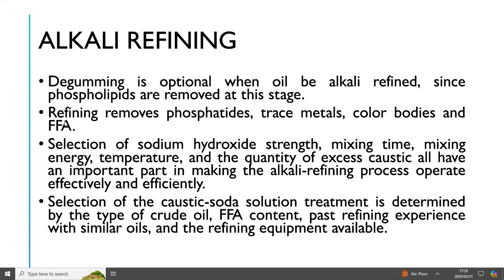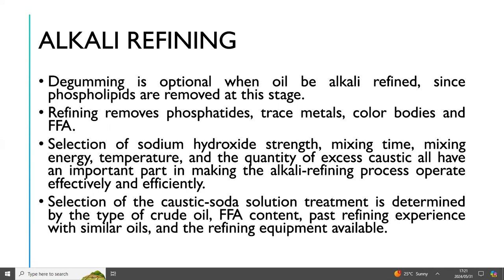So what happens? The free fatty acid component of your oil will be neutralized with your alkali or sodium hydroxide, forming soap and also water. That soap and the water need to be separated from your neutralized oil. So selection of sodium hydroxide strength, mixing time, mixing energy, temperature, and the quantity of excess caustic all have an important part in making the alkali refining process operate effectively and efficiently.